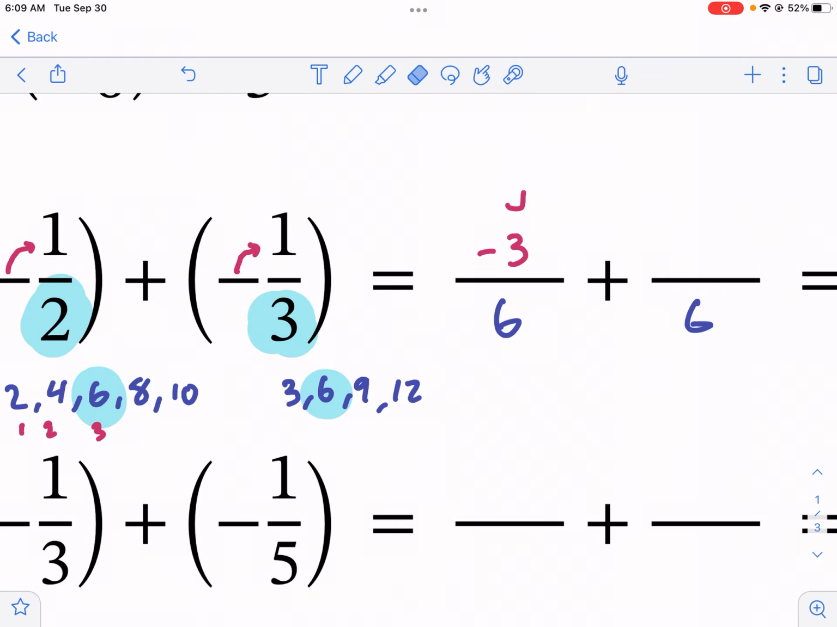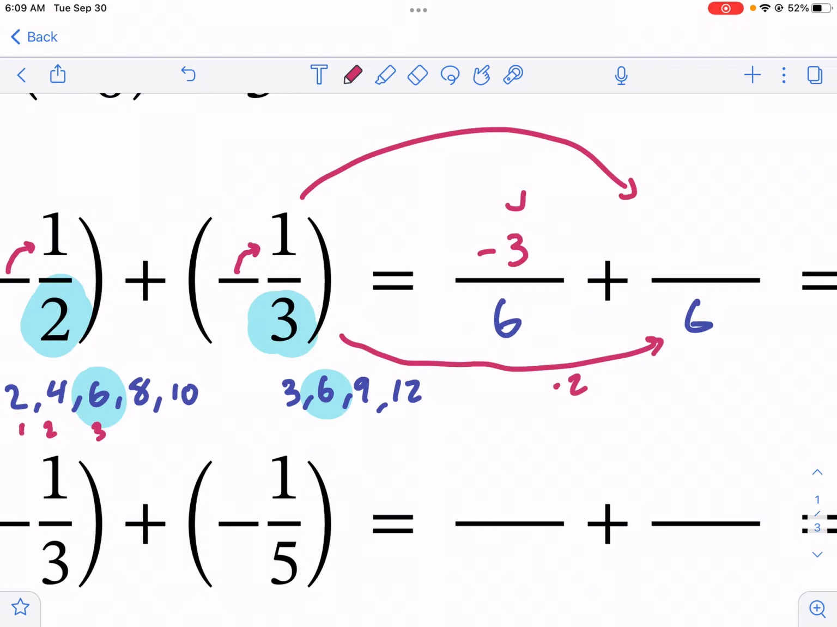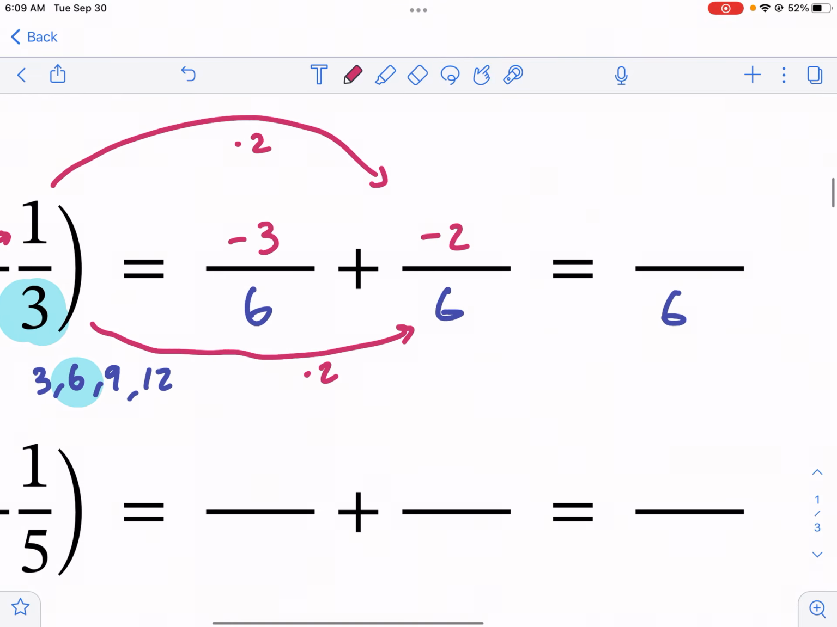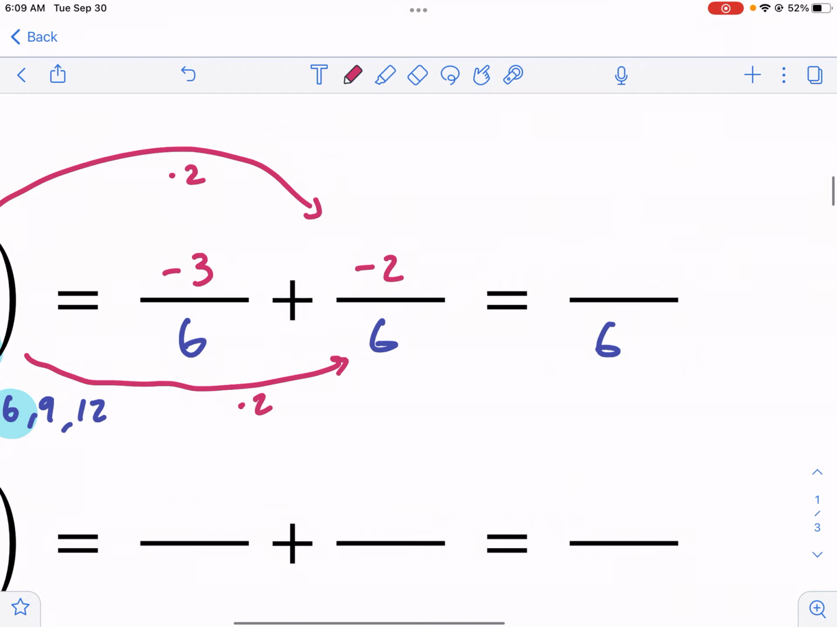Okay, erase that. Now I'm thinking to myself, what do I multiply 3 by to get to 6? Well, I multiplied it by 2. Also, we need to multiply the numerator times 2. So I multiply this times 2, and I get -2. Like I said, the denominator, that's the easy part. We're just going to keep that as 6, and now our problem simply is -3 plus a -2.